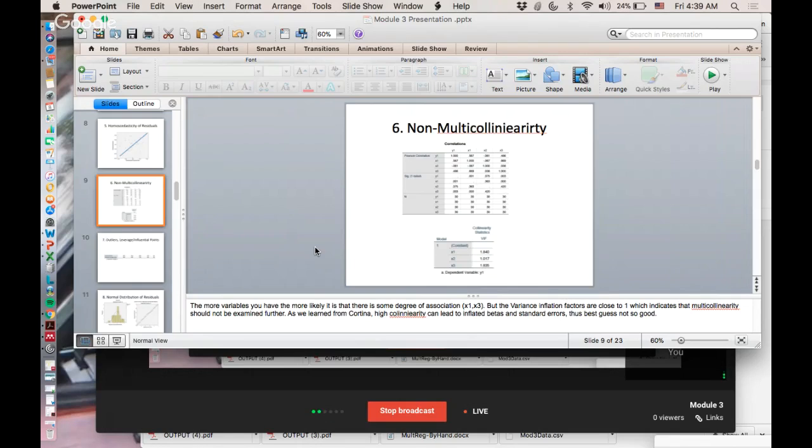As we learned from the Cortina article, collinearity is a very important factor for multiple regression because high collinearity can inflate the beta and the standard errors, which basically tarnishes our best guess about the data that we're looking at, which is never good because we always want to be as precise as possible.